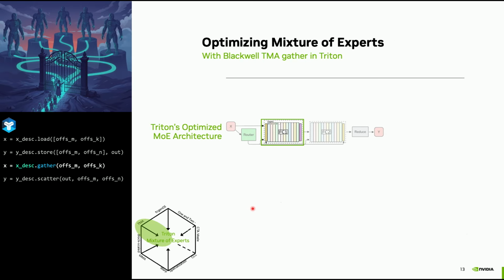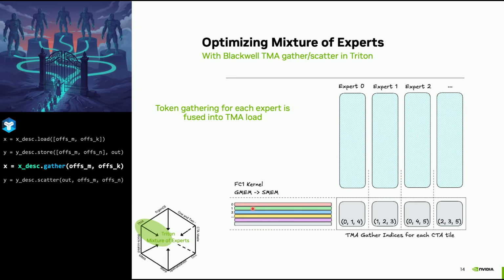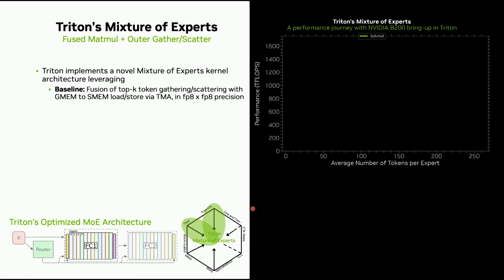But for the optimized case, instead of doing this global memory to global memory marshalling of each of the tokens, we can tell the Blackwell TMA, these are the indices, the rows that I'd like you to pull into a contiguous chunk in SMEM. That then lets us have a very straightforward implementation of GEMM that looks really no different than a normal matmul. So Triton is one of the few frameworks that implements this capability, and it's pretty awesome.